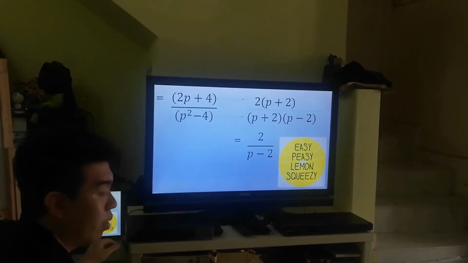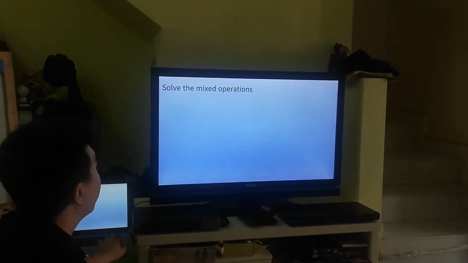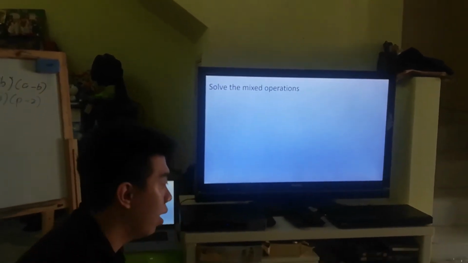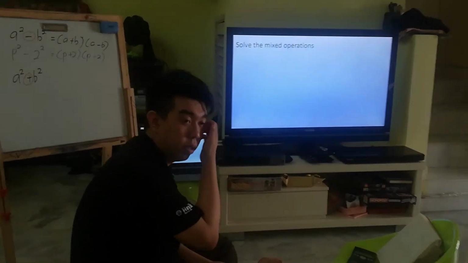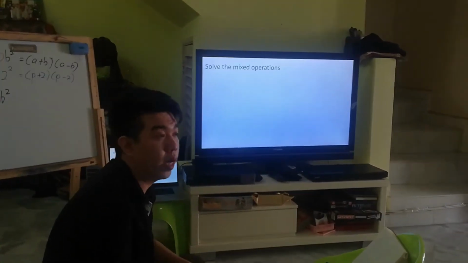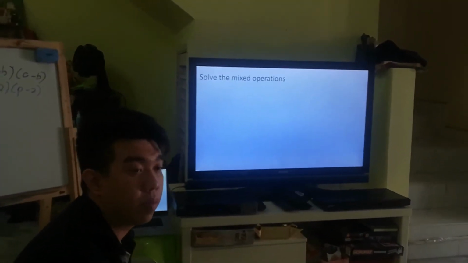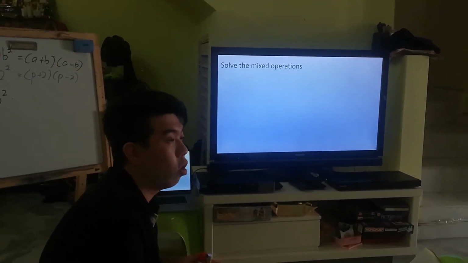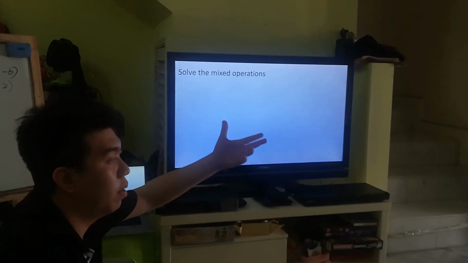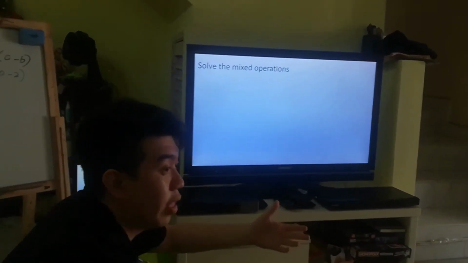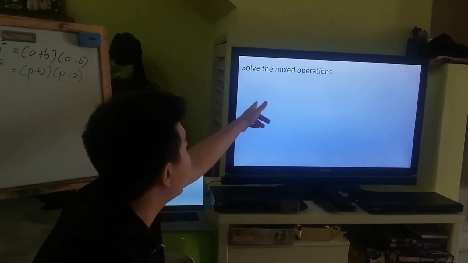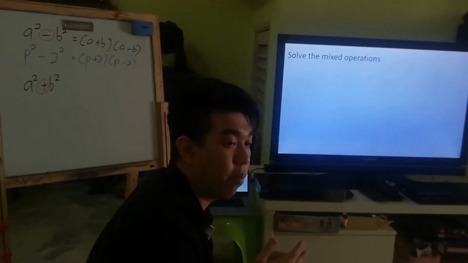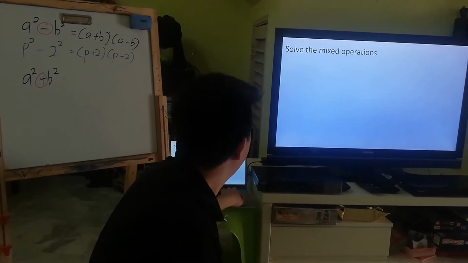So now, after we learn about addition, subtraction, multiplication and division, right now we learn about mixed operation. What is mixed operation? Operation is what are the things going on, for example plus, minus, times, divide. So mixed operation means you add them together. You got plus, you got times, you got divide, you got minus, all in one equation.